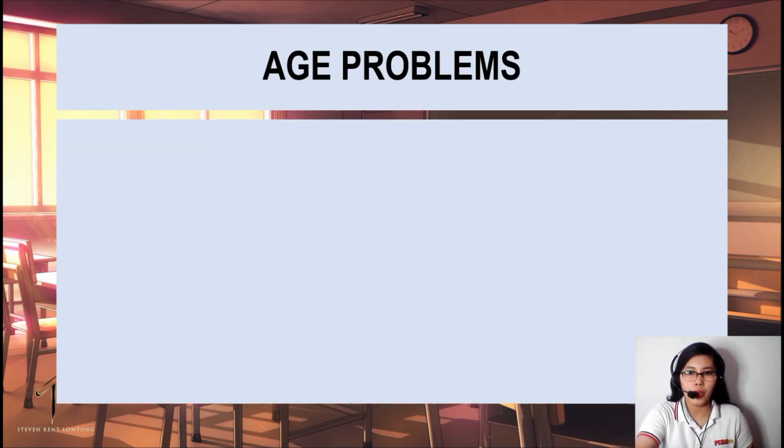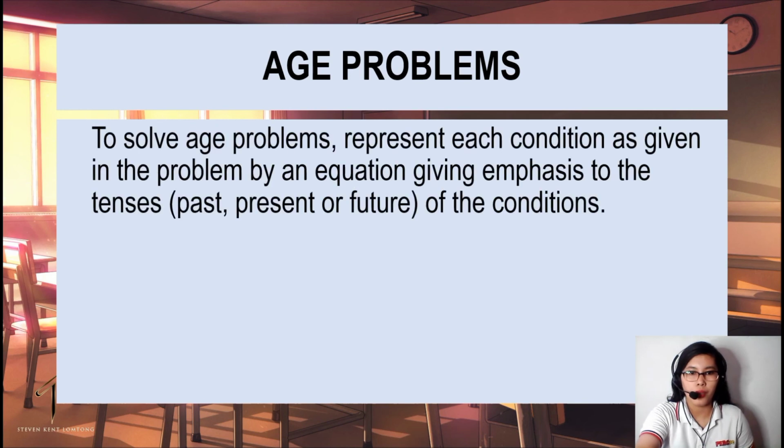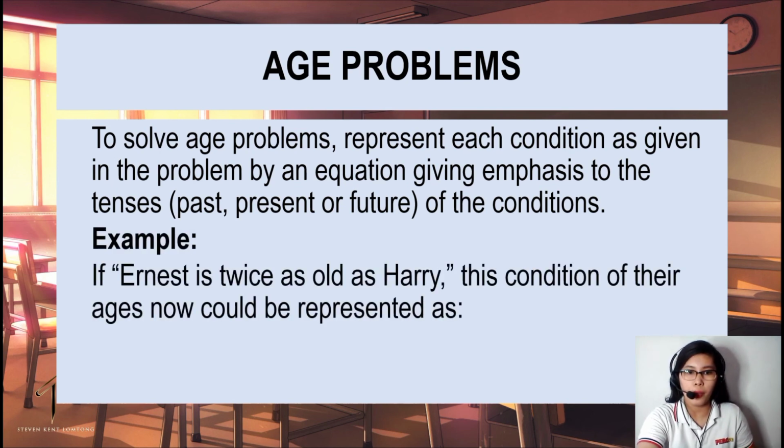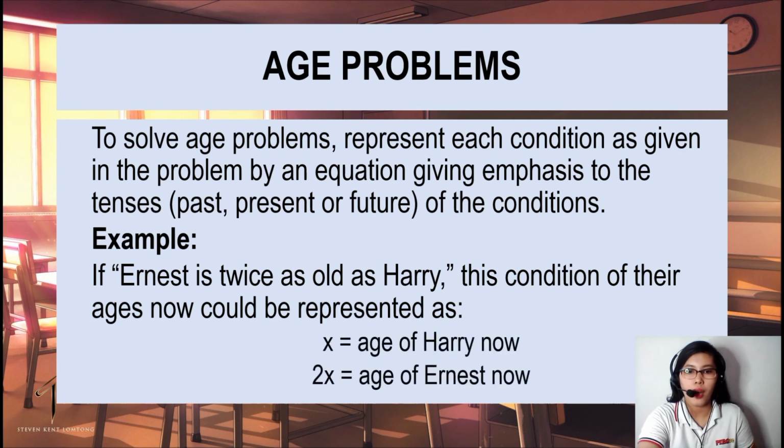Now let's proceed with age problems. To solve age problems, represent each condition as given in the problem by an equation, giving emphasis to the tenses. There are key terms representing past, present, or future. For example, if Ernest is twice as old as Harry, this condition of their ages now could be represented as x equal to the age of Harry at present, 2x is equal to the age of Ernest, since Ernest is twice as old as Harry.